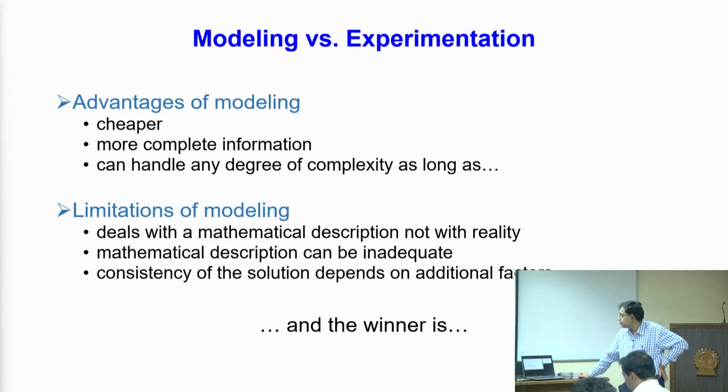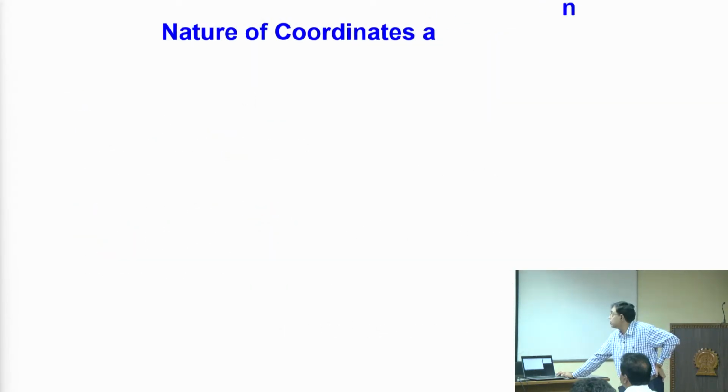and then we will see, and that brings it to the limitation that it deals with a mathematical description and not with the reality, and the mathematical description can be inadequate. It may not be reflecting what is the thing, and consistency of the solution depends on different factors. So, we cannot really say that whether modeling is good or experimentation is good. What we can only say is that perhaps each of them requires the help of the other to get into the kind of solution that we are looking for.